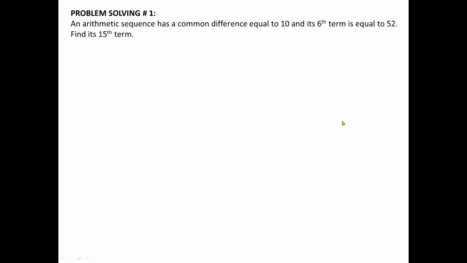Now we have problem solving number 1. So let us try to solve this problem. An arithmetic sequence has a common difference equal to 10. Ibig sabihin, kung yan ang mga sequence natin, sa bawat magkasunod na term, may common difference na 10. Nagkataon na ang pang-anim na term is equal to 52.